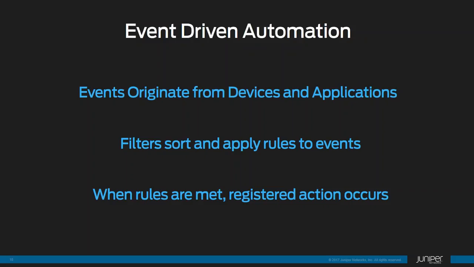So event-driven automation in a nutshell, it's very simplistic. The events themselves originate from either devices or applications that we have that run networks. We use filters to sort and apply rules to these events, and then when particular rules are met, we make some sort of registered action occur.